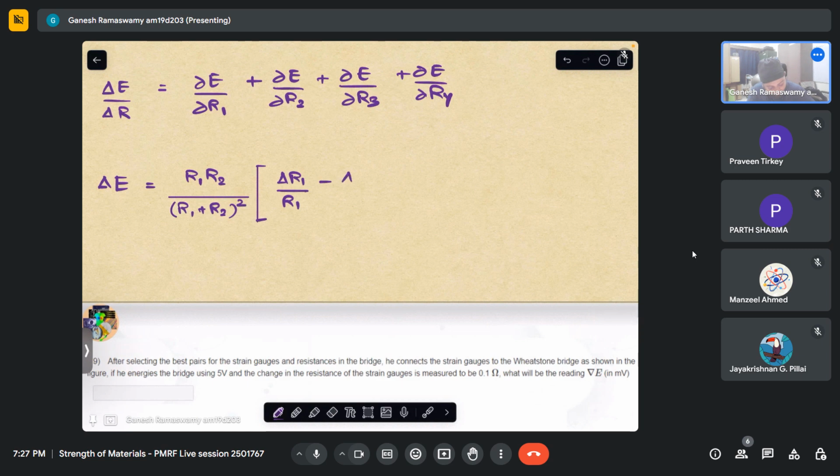So I'm just mentioning how this is derived. If you are interested, I would encourage you to derive it on your own and see. We just have to take the partial derivatives, do a little bit of manipulation, and we'll get here. R4 into V.